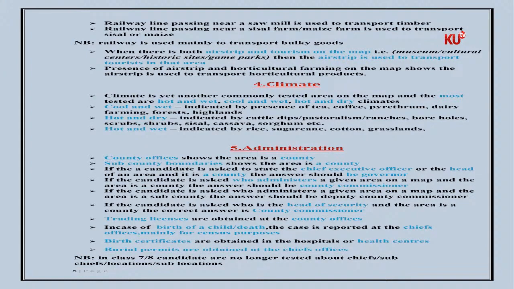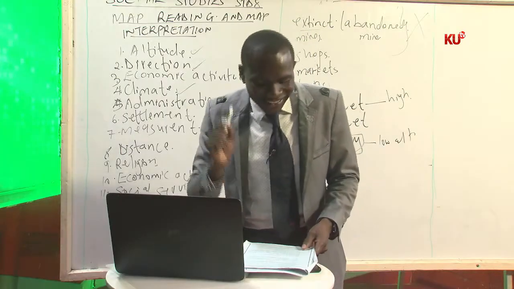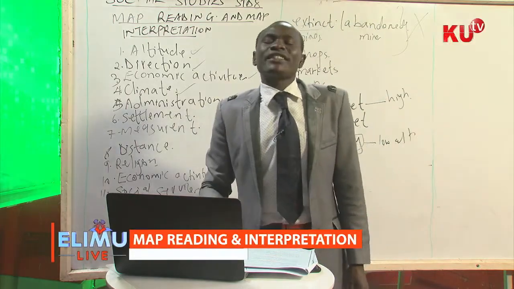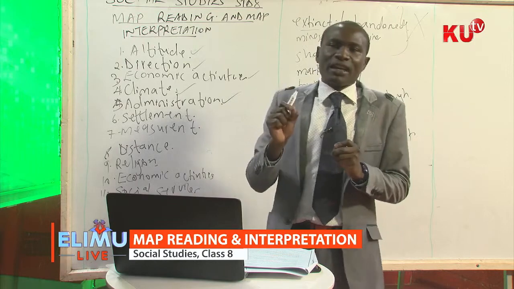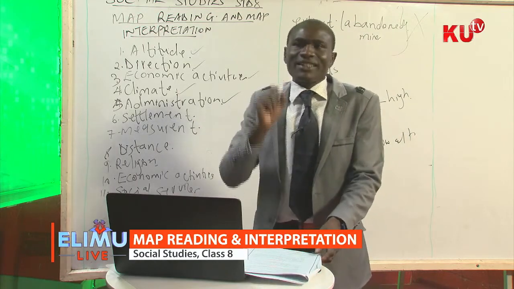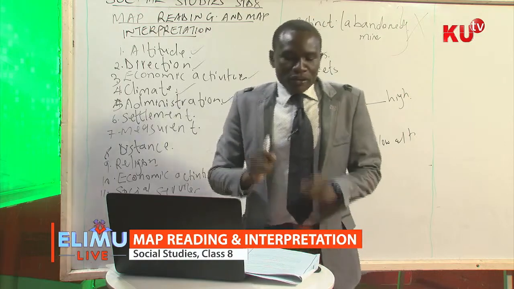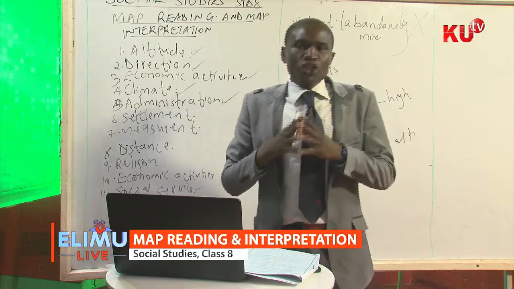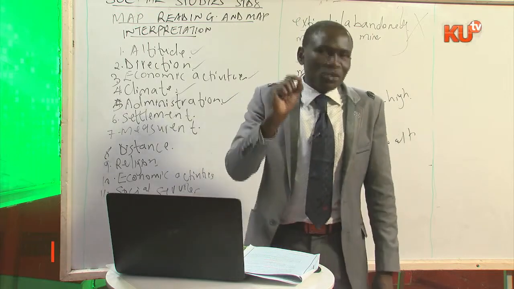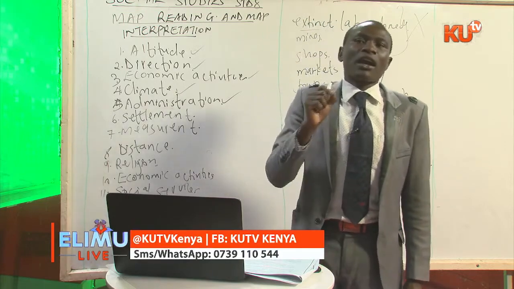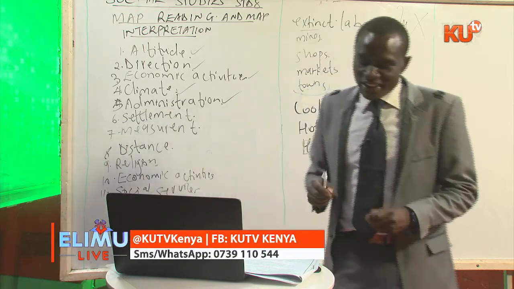Now, if the area is a county, county offices show that that area is a county. If you see county offices, that is a county. If you see sub-county boundary, that is a county. If you see county commissioner's office, that is a county. Now, if you want to look at the administration in this case, you need to identify if the area is a county or not a county. We have already seen how you are able to identify the administration.